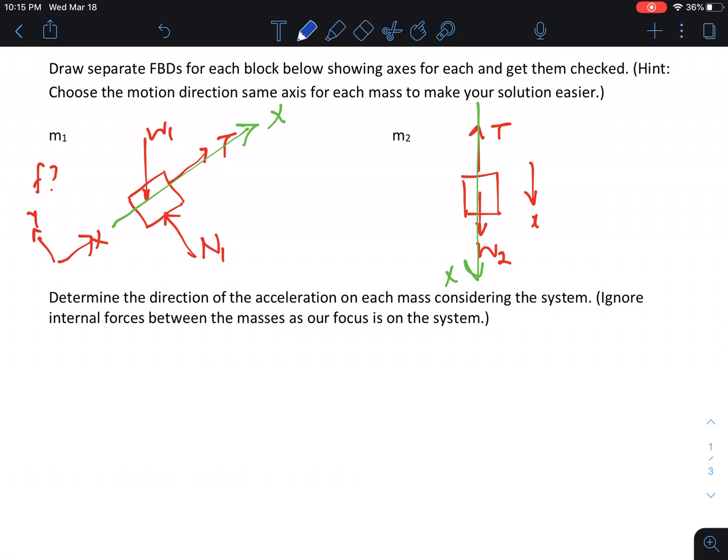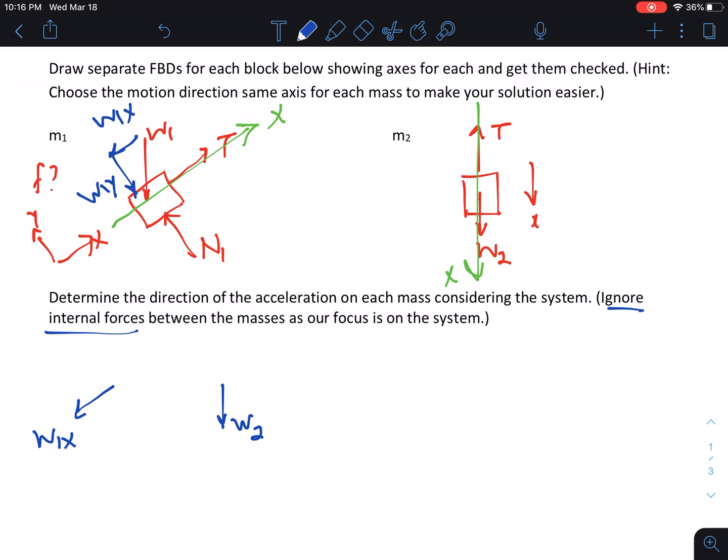So tension is an internal force. That's why we gave you a hint and said ignore internal forces. Tension is not the determining thing to figure out the acceleration. I'm going to resolve W1 into components first. This is W1y. Now let's think about all the forces acting along x. For M1 we have W1x this way. For M2 we have only the downward force W2. Again, I'm ignoring the tension forces because they're internal.